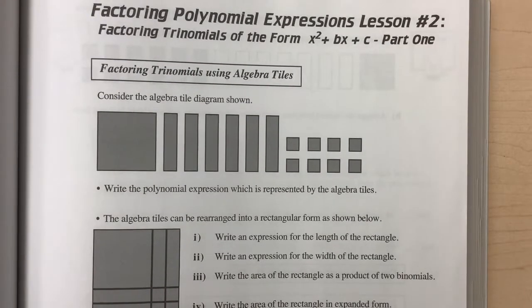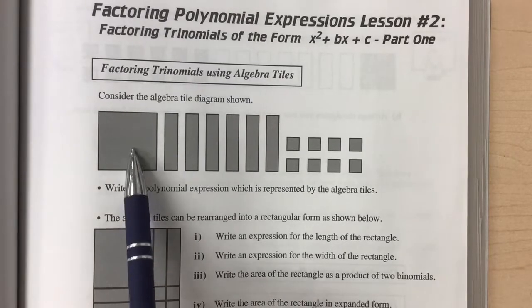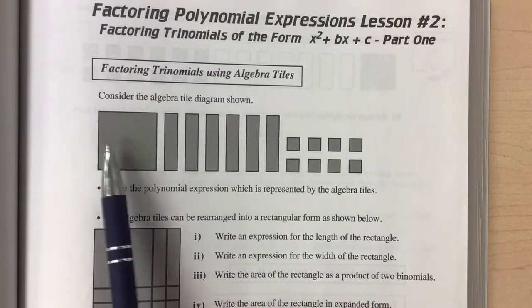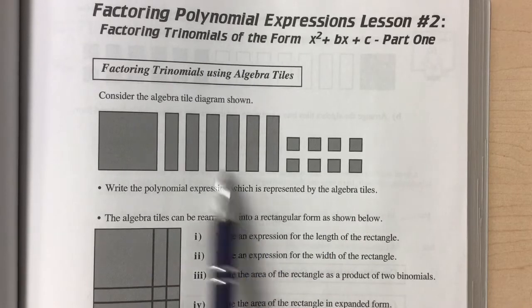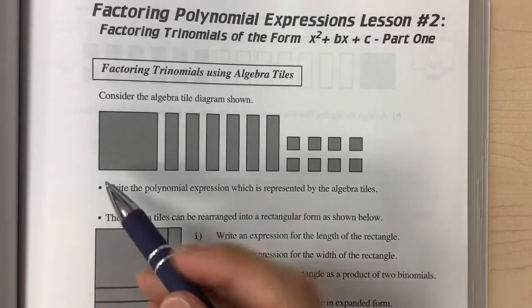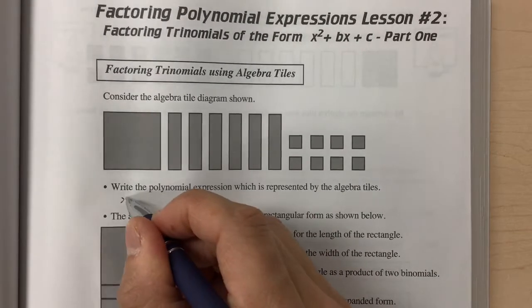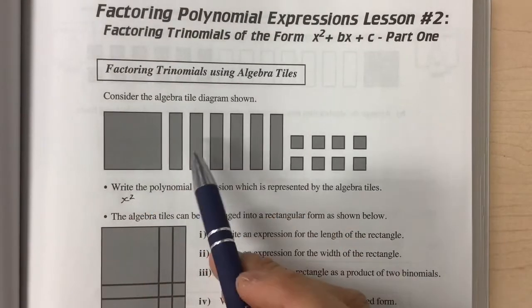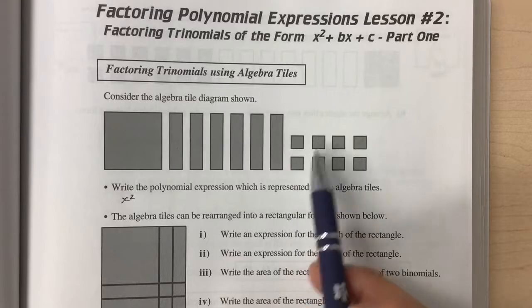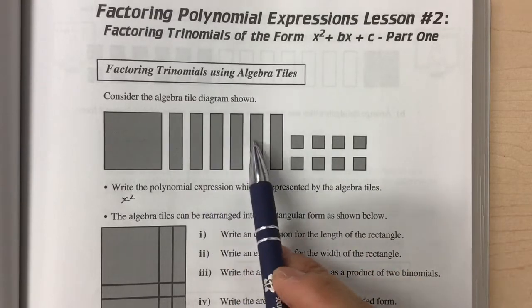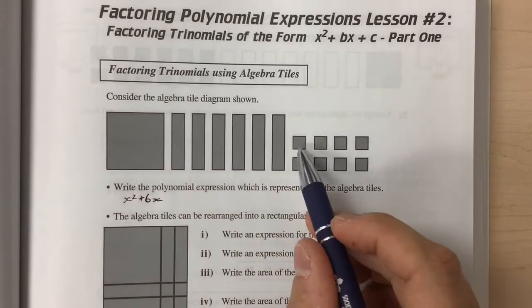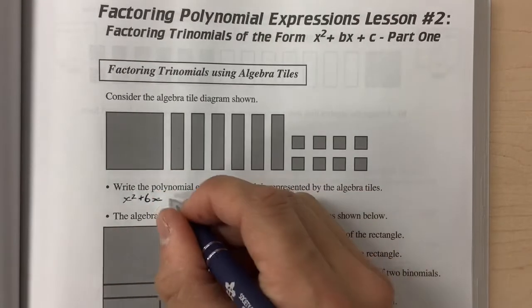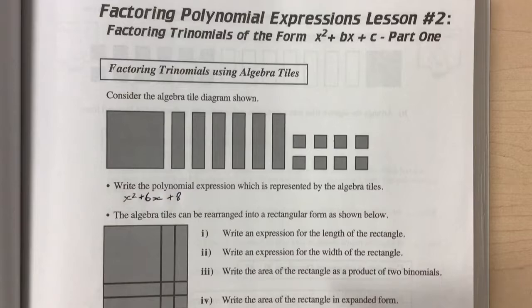Welcome to lesson number 2, factoring polynomial expressions. We're going to begin with looking at these algebra tiles shown. If I have this set of algebra tiles, we want to write the polynomial expression that's represented by these. So this tile here is an x squared tile. These represent x's and these represent 1's. So I have 1, 2, 3, 4, 5, 6x, all positive. And then I have 8 1's, so plus 8.